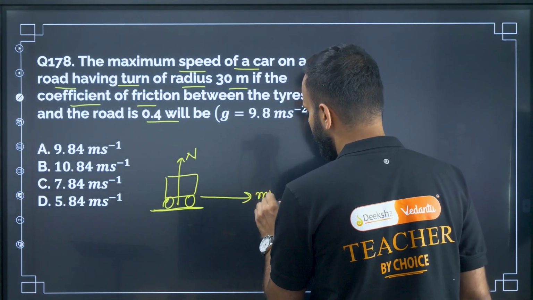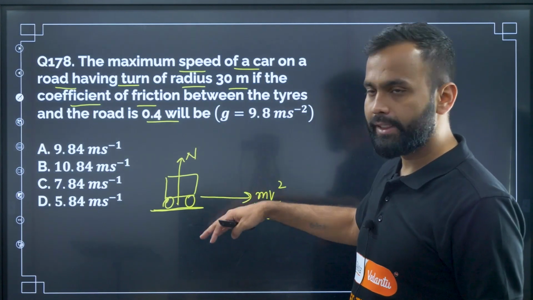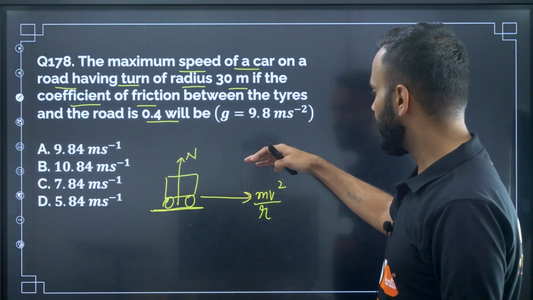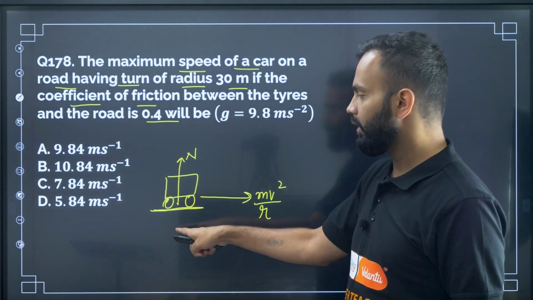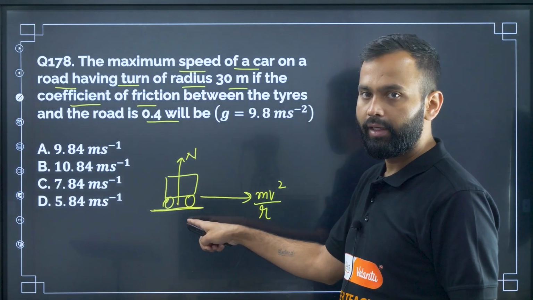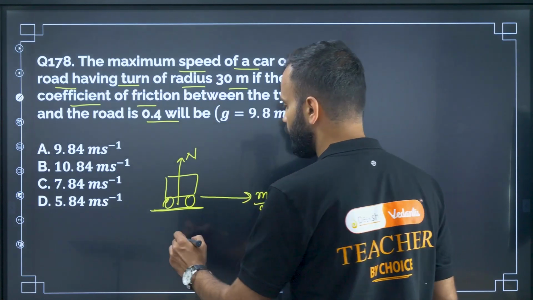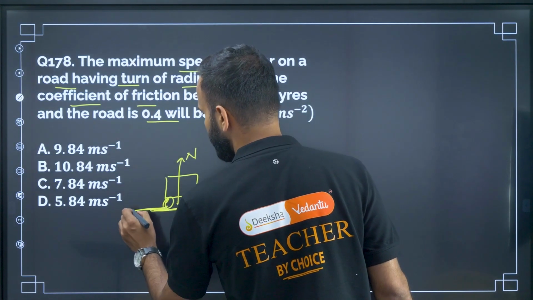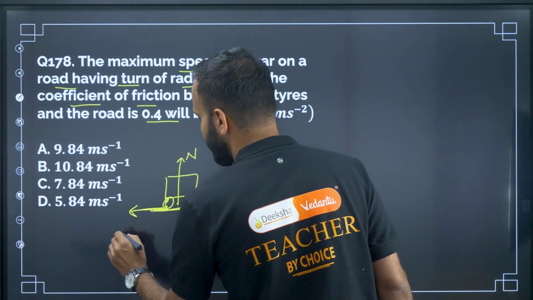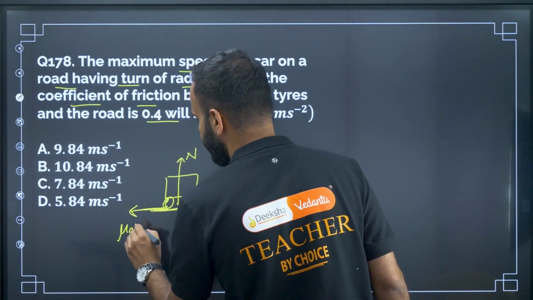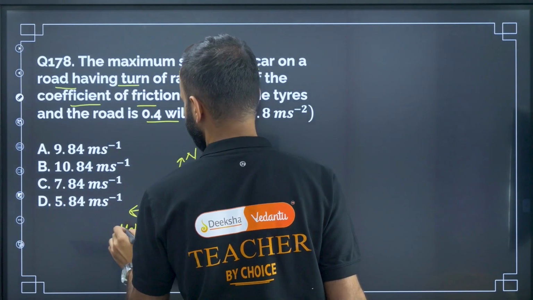That is mv square divided by r, right? The car stays on the track. Why? Because there is a friction between the tire and the road. It is balanced by the centrifugal force. So what is the direction of the friction? The direction of the friction is towards the center of the circular track. That is mu s into N, mu into N.